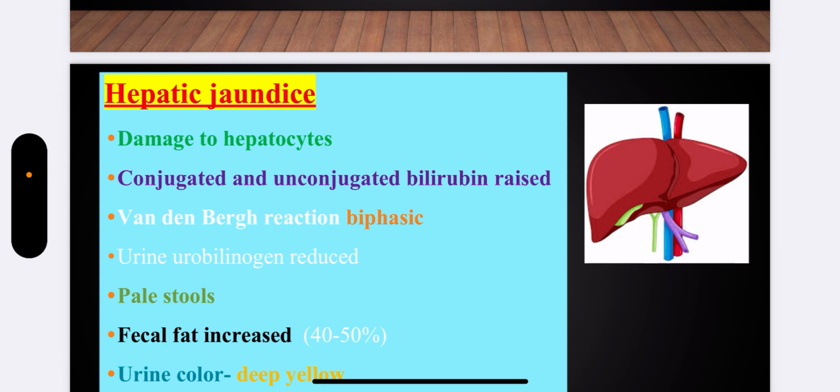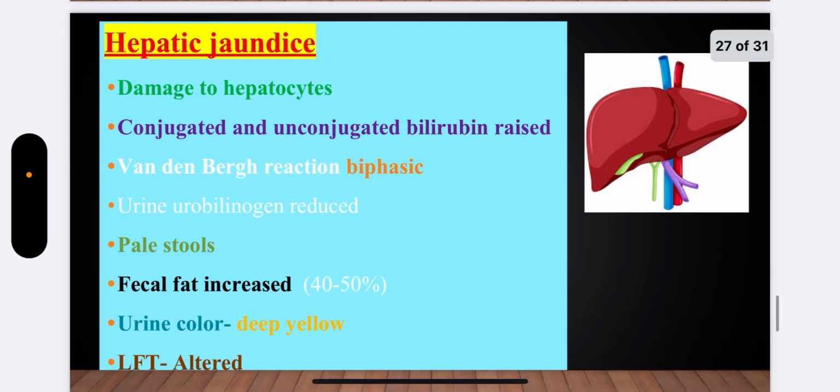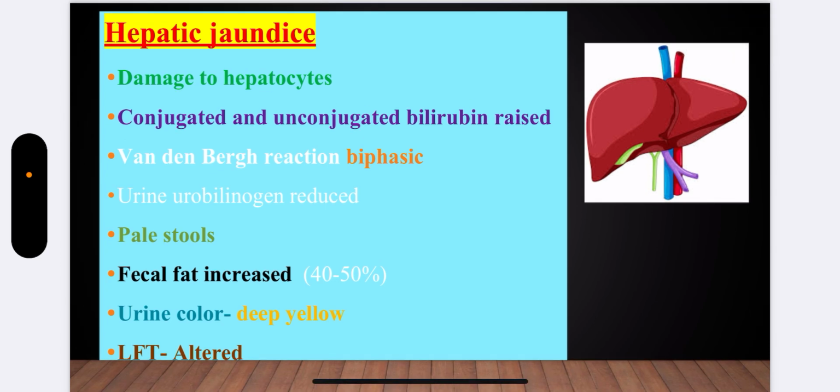Stools are of pale color. Previously, in prehepatic jaundice, stools were dark brown. Here there are pale colored stools. Fecal fat is increased. Urine is of deep yellow color. Why deep yellow? Because there is excretion of conjugated bilirubin in urine, which imparts the deep yellow color. Liver function tests are altered because there is damage to the hepatocytes.